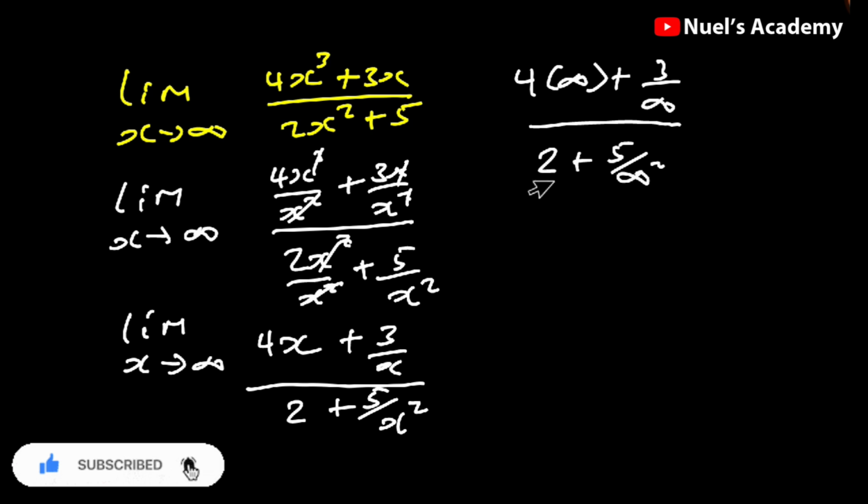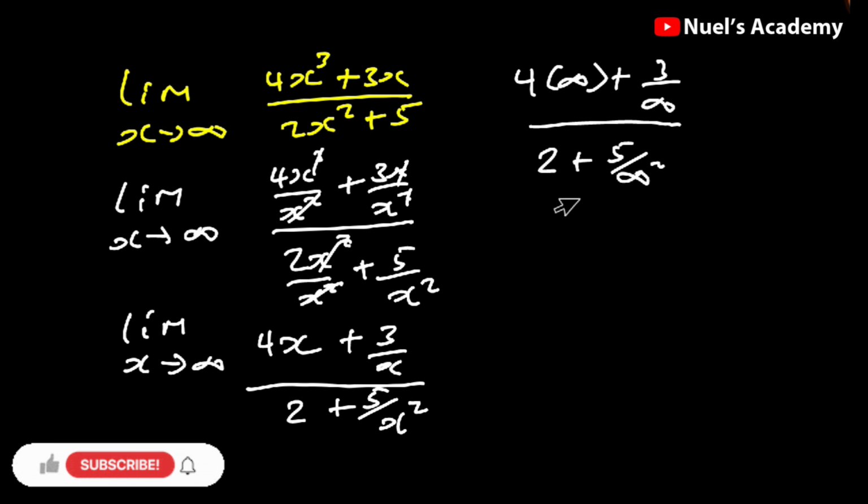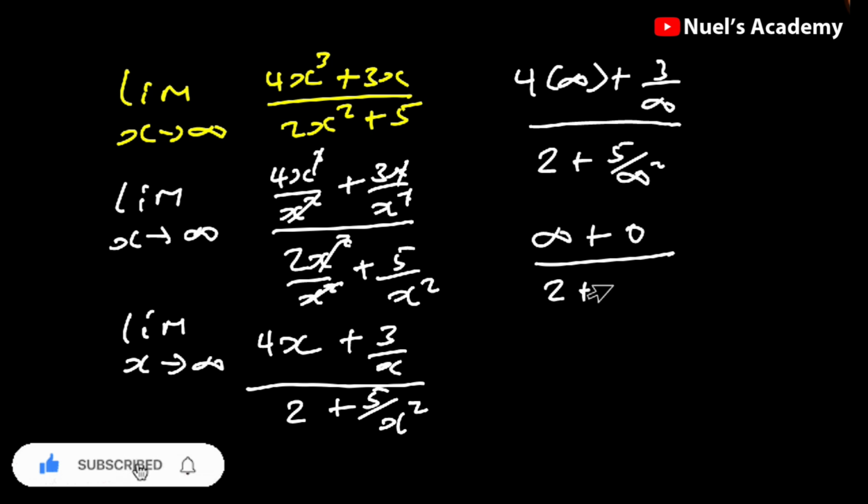Now this is squared, but it doesn't make any sense. Infinity squared is the same thing as infinity. So 4 times infinity is equal to infinity, plus 3 over infinity is 0, over 2 plus 5 over infinity is equal to 0. So infinity over 2 is still equal to infinity. So this is the answer to this question.